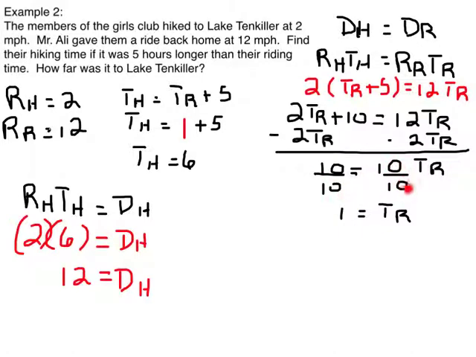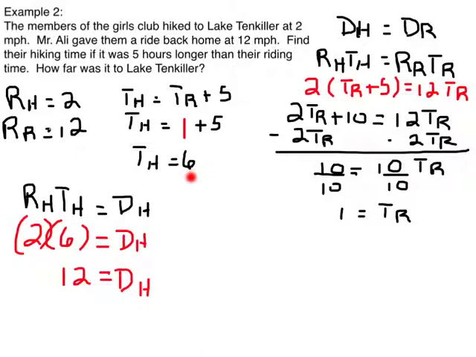Now we're going to divide this by 10 to get TR by itself. 10 divided by 10 is 1. So the time of riding was just 1. So the time of hiking then would have been 1 that we just found, their riding time, plus the 5 of hiking. Okay? So the time of hiking then would be 6 hours.